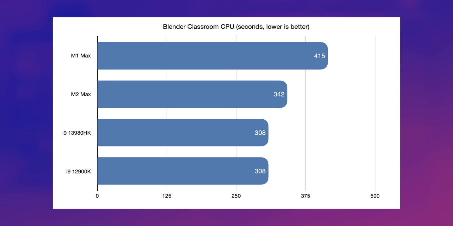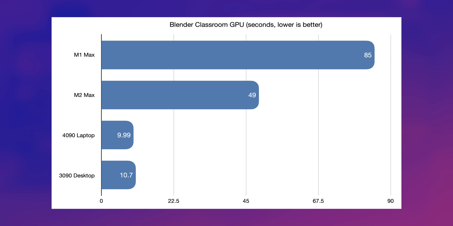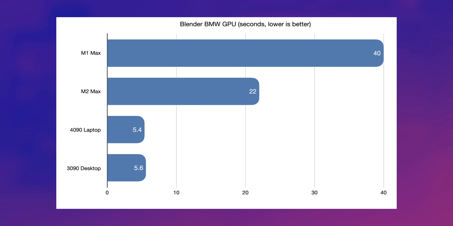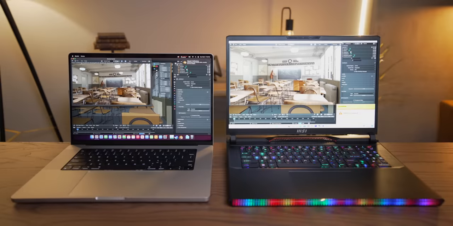Switching over to the GPU, the 4090 really stretches its legs here. 9.99 seconds compared to 49 seconds on the M2 Max. And notice once again the 4090 laptop basically tied with a 3090 desktop. And in the BMW scene, same story. 22 seconds for the M2 Max goes down to 5.5. I just don't even know what to say, folks. This laptop is outperforming my 12900K RTX 3090 desktop, and it's leaving the MacBook Pro for dead.